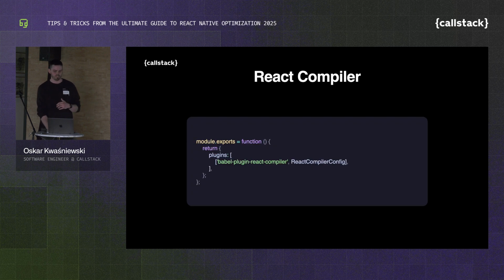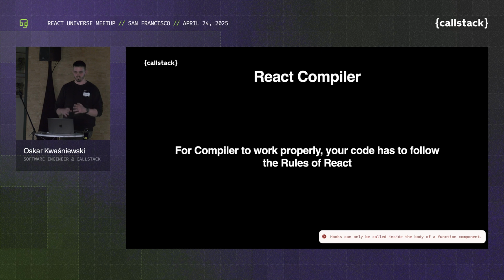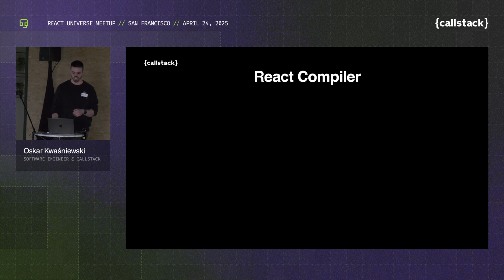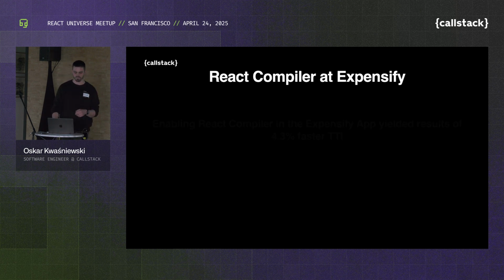So the installation instructions can be found on their website, but it all boils down to a Babel plugin, which you add to your Babel config. But for a compiler to work properly, your code has to follow the rules of React. So if you have errors like this, you have to fix them first in order for a compiler to help you. There's also a React compiler playground if you want to explore what's happening under the curtain.